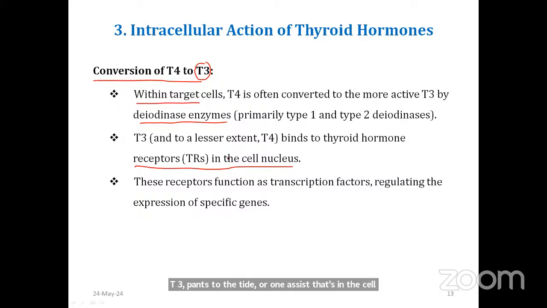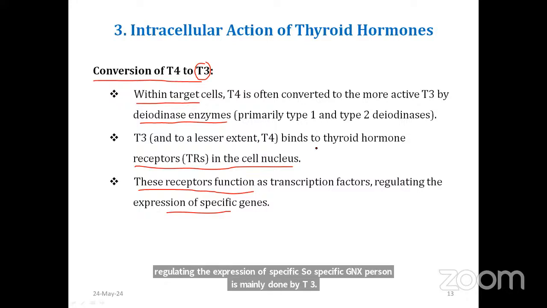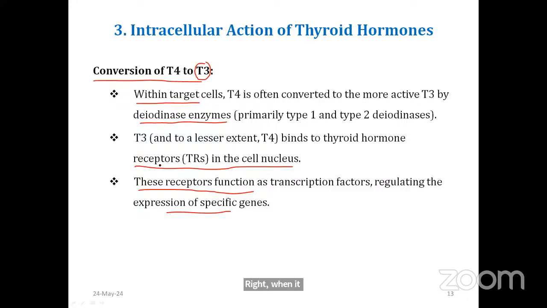In the cell nucleus, there are specific receptors. They are known as the thyroid hormone receptors, TRs. T3 binds with these receptors, and this receptor functions as a transcription factor, regulating the expression of specific genes. So specific gene expression is mainly done by T3 when it binds with the thyroid hormone receptors.